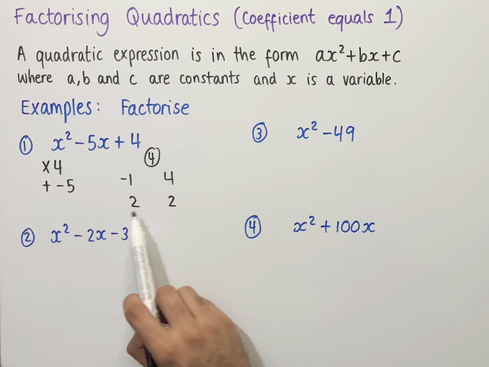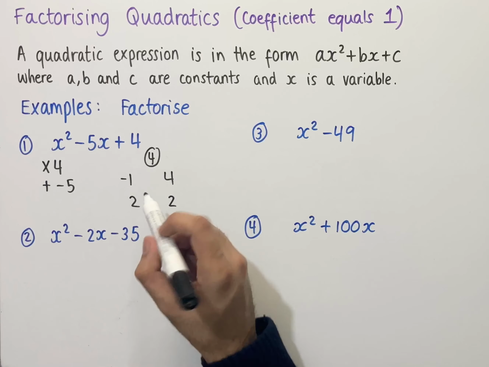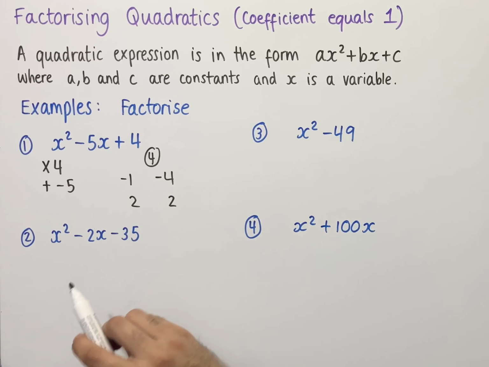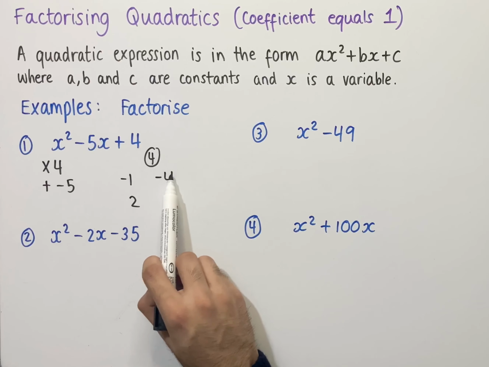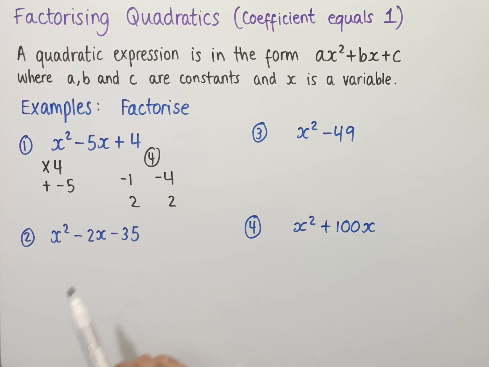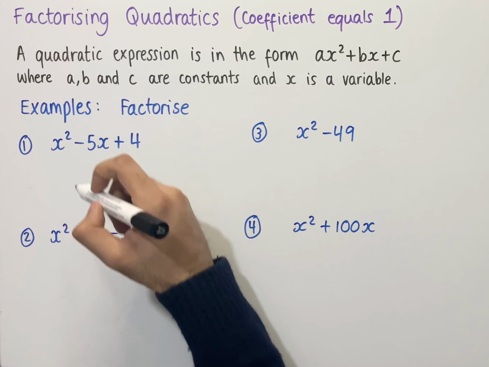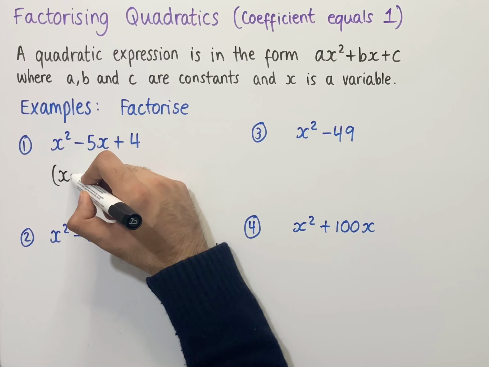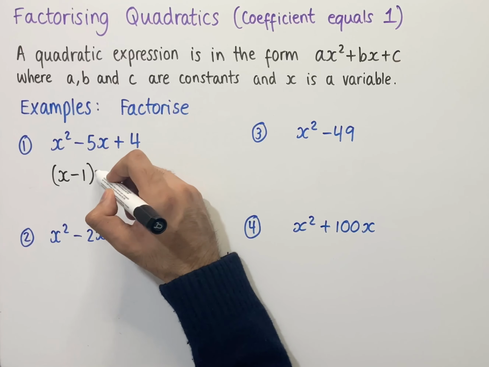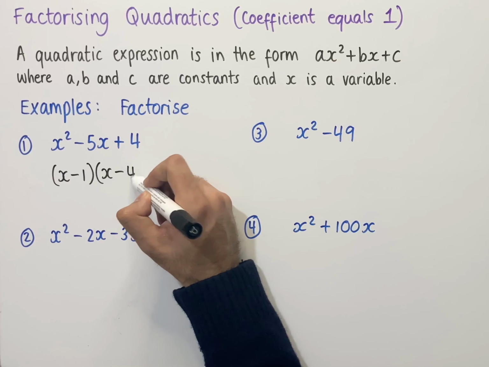So once we get the hang of this, we should be able to spot quite easily that -1 and -4 both add to make -5, and also both multiply to make 4. So the two numbers we require are -1 and -4. And so writing two brackets, we would have x and then one of the two numbers. So I'll write -1, and then another bracket with x and then the other number, which is -4.